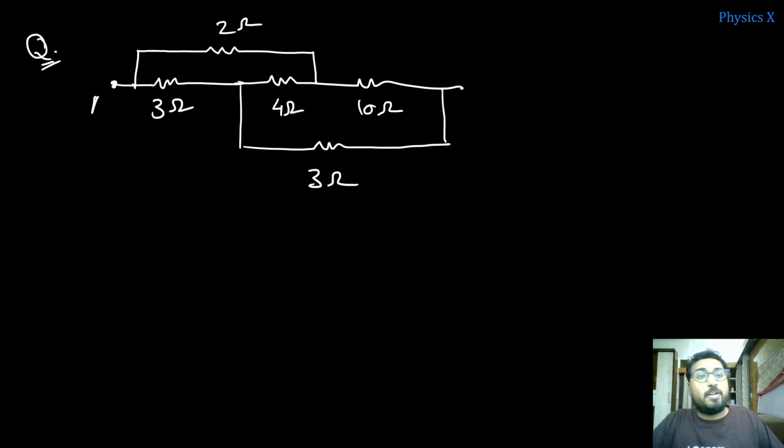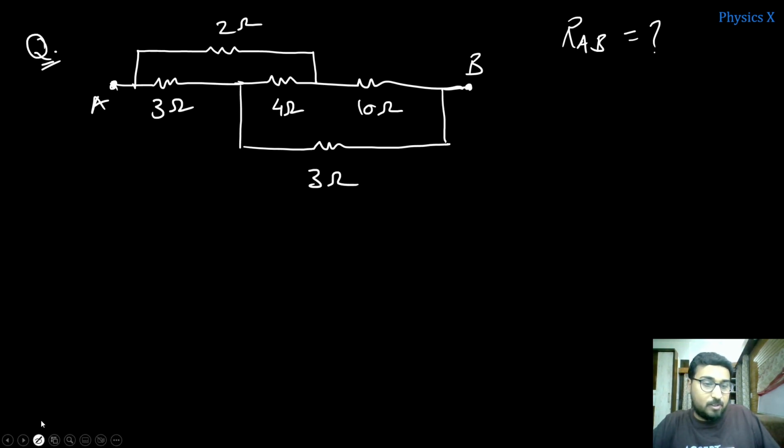So this is your point A and this is your point B. You need to find the resistance RAB. That is, the resistance between this A point and B point is what? So you can see that it now becomes a bit difficult to calculate the series and parallel combination.